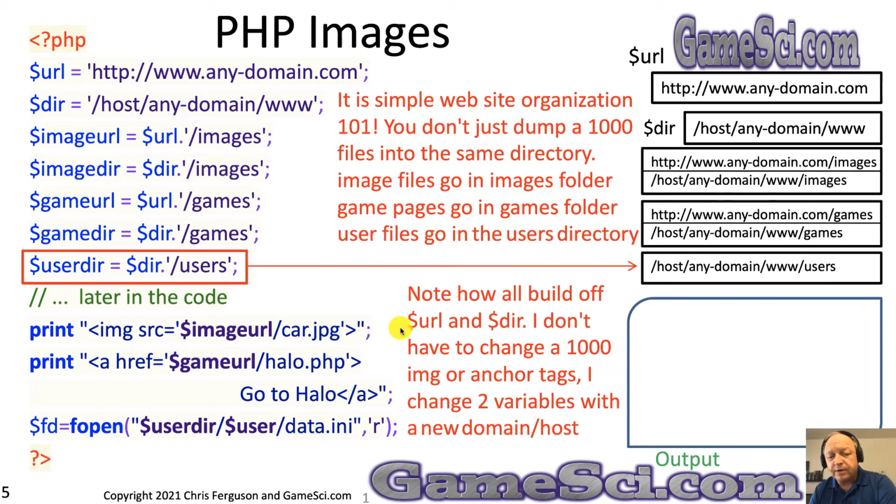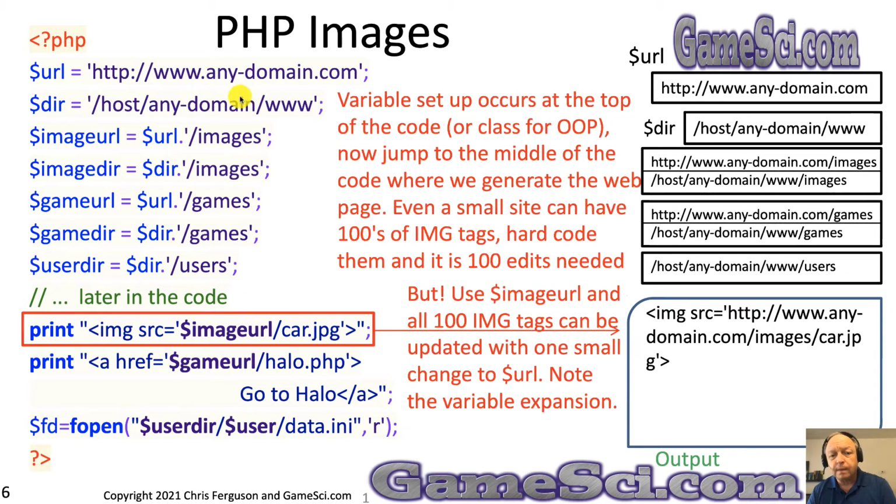Note how all build off $URL and $dir. I don't have to change 1,000 image or anchor tags. I have to change two variables at the top of the code when I have a new domain or a new host. Variable setup occurs at the top of the code or at the top of the class with object-oriented programming.